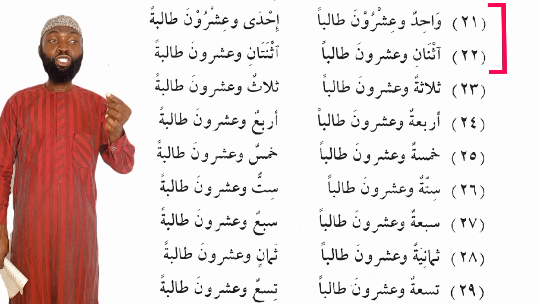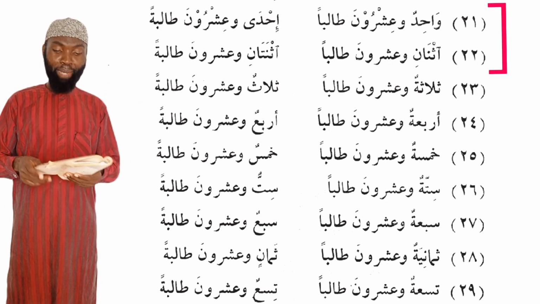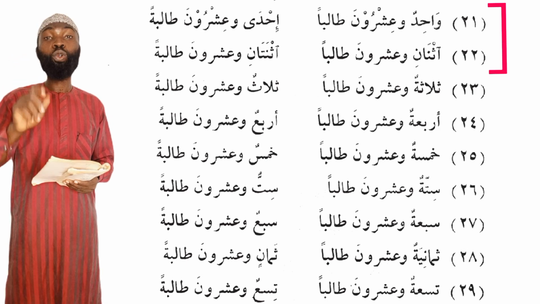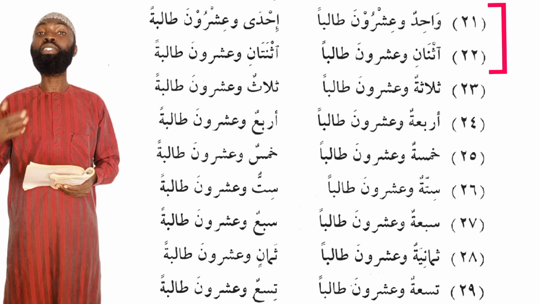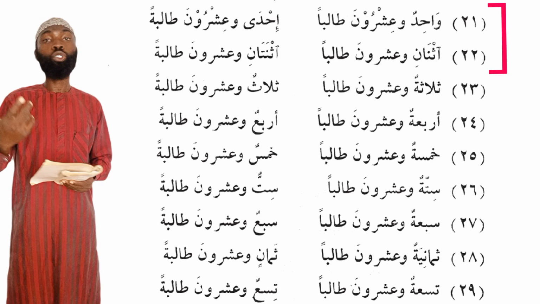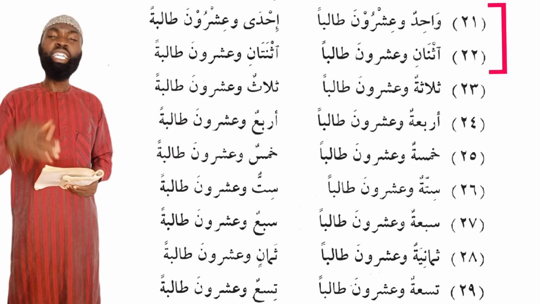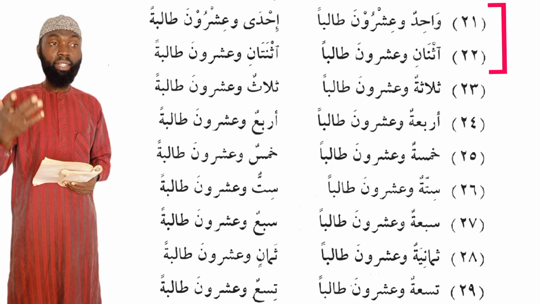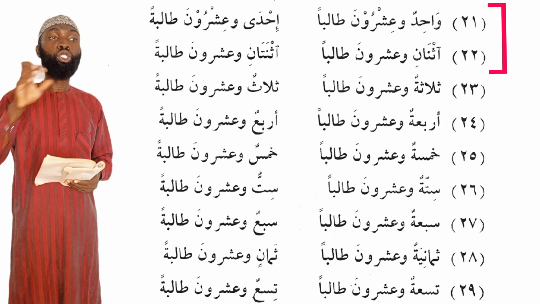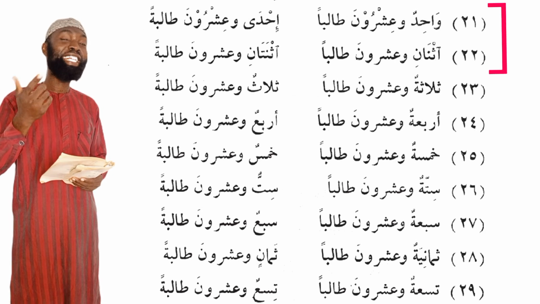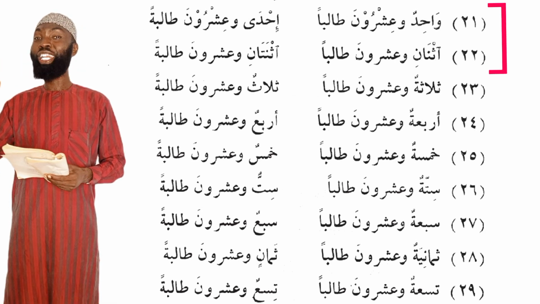Wahidatun wa ishuruna talibatan. Sorry, ihda. We're going to say ihda wa ishuruna taliban, because ihda is used for feminine. So ihda wa ishuruna talibatan, 21 female students. If you have 22, it will be what? Ithnani wa ishuruna taliban. For female students, ithnatani wa ishuruna talibatan.